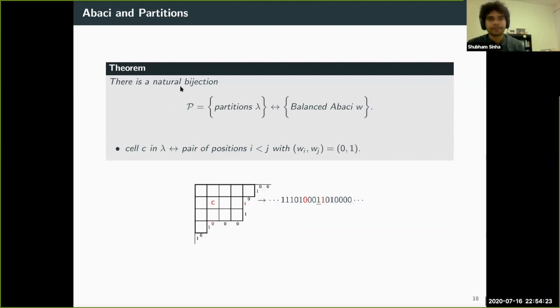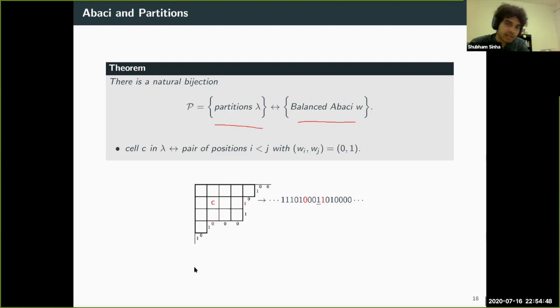Okay, so why is it important? The importance comes from the fact that there is a natural bijection between the set of partitions and the set of balanced abaci. So to see what the bijection is, it is given by simply walking along the partition and noting down the steps, the up step as 1 and the right step as 0.